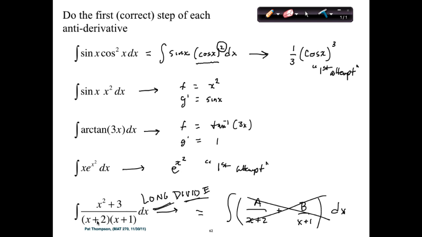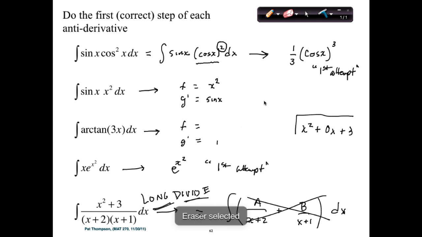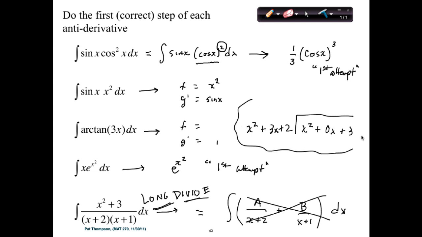Yep, so you're going to multiply out the denominator, so it'll look like this. So the real first step is this. Here's the real first step, right? X squared plus 0x plus 3. And then write x squared plus 3x plus 2. And start long dividing. That's the real first step right there. So yes, multiply out the denominator. And then you're going to divide x squared plus 0x plus 3 by that denominator. Okay, any other questions? All right, so next technique.